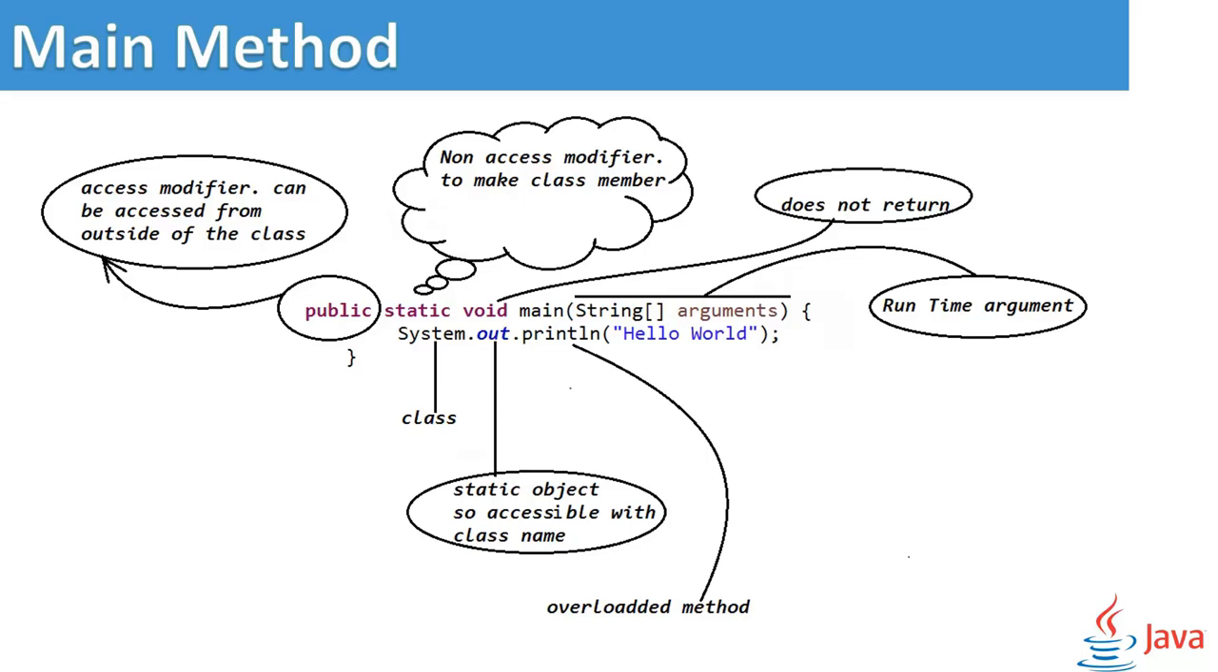In the method definition, System is a class in the java.lang package. Out is a static object of the PrintStream class. Since out is a static object, it is directly accessible by the class name. So here we have not created an object of the System class. Now println is an overloaded method of PrintStream that is used to display the value onto the console.